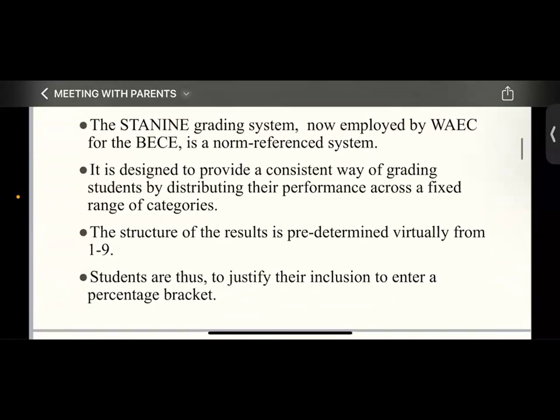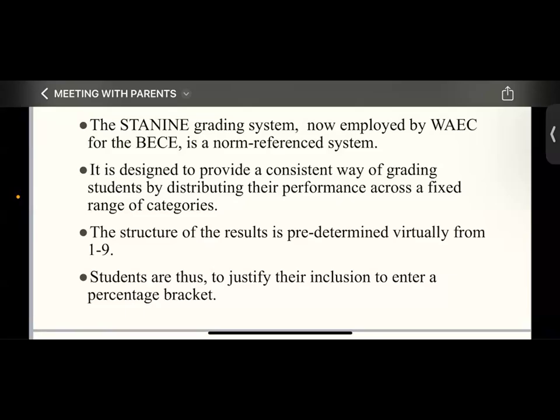The Stanine grading system now employed by WAEC for the BECE is a norm-referenced system. This is where the digression comes in. Before the year 2022, WAEC was using the Stanine, but they were using the percentage-based system. With the percentage-based system, no matter the number of students in a particular subject that would get maybe 85 or 90 or sometimes 80 to 100, those students will be given a 1, no matter the number of students.